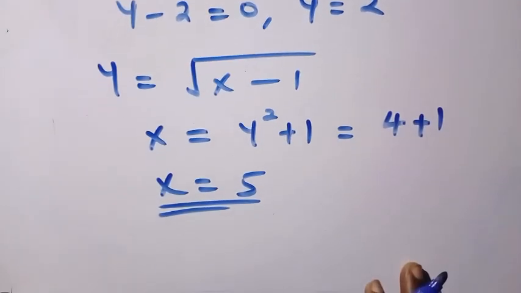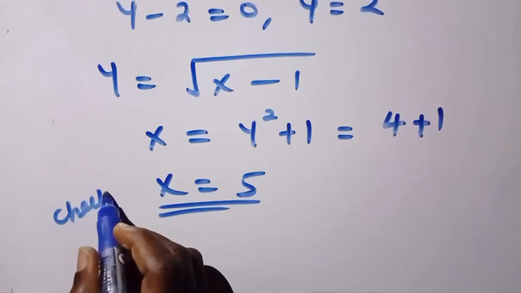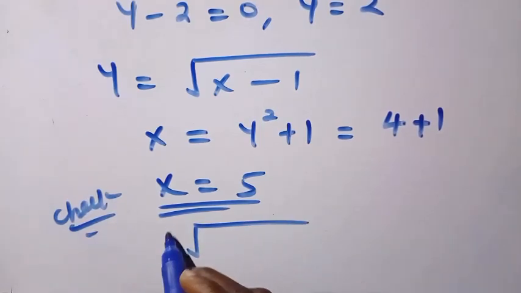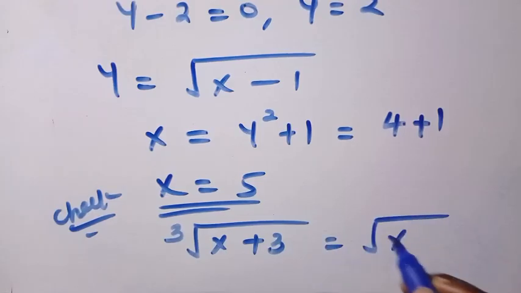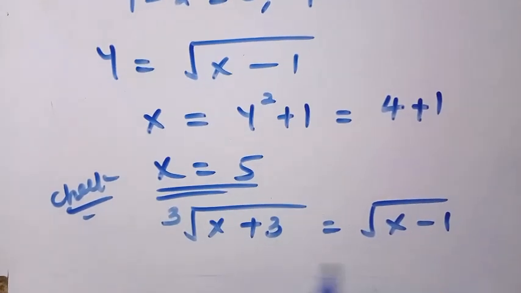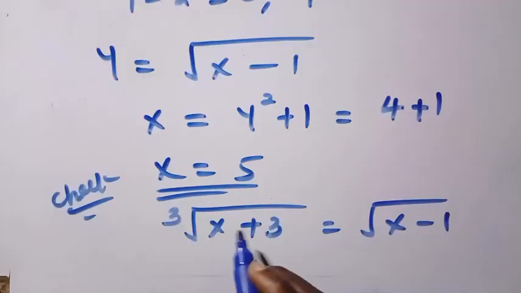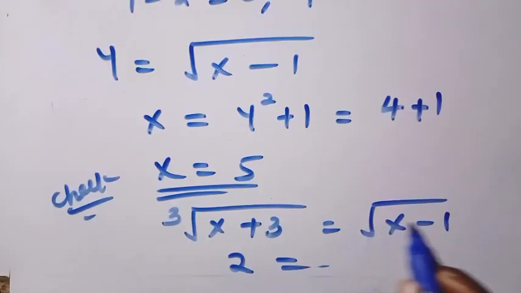It satisfies it. Because if you try to check, we have the cube root of x plus 3 equals the square root of x minus 1. When we replace x with 5, we have 8, and the cube root of 8 equals 2. And 5 minus 1 is 4, then the square root of 4 is 2.